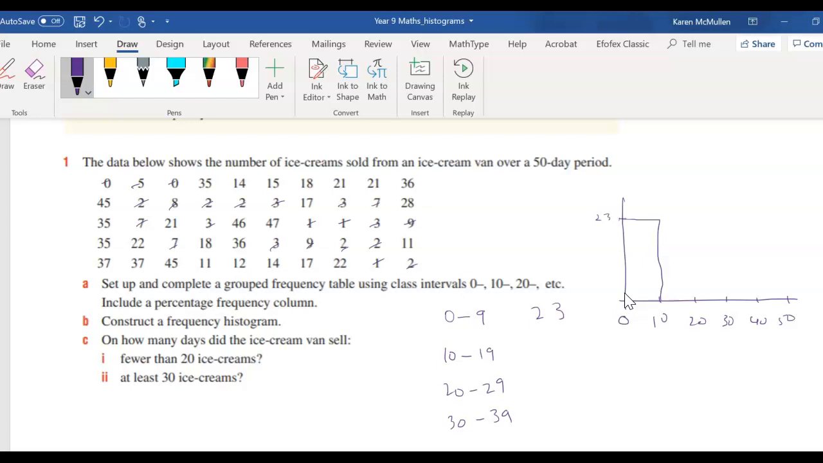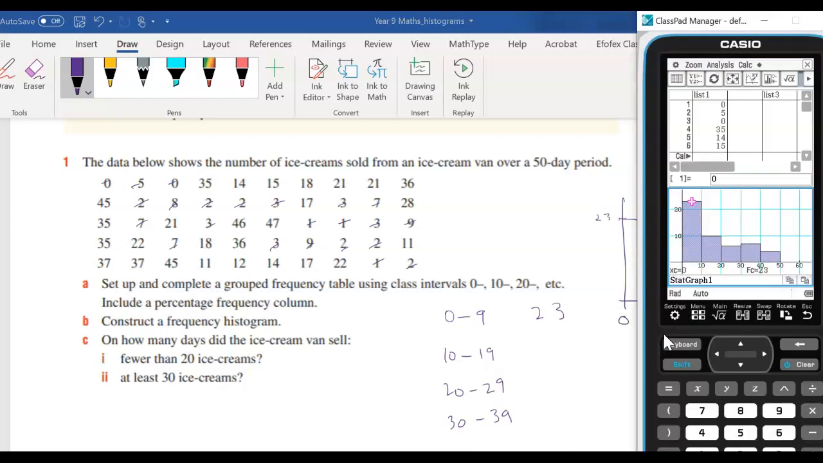All right, so question C, on how many days did the ice cream van sell fewer than 20? So I'll get my calculator back up. Fewer than 20 means from 0 to 20. So we've got 23 plus 10, so 33.